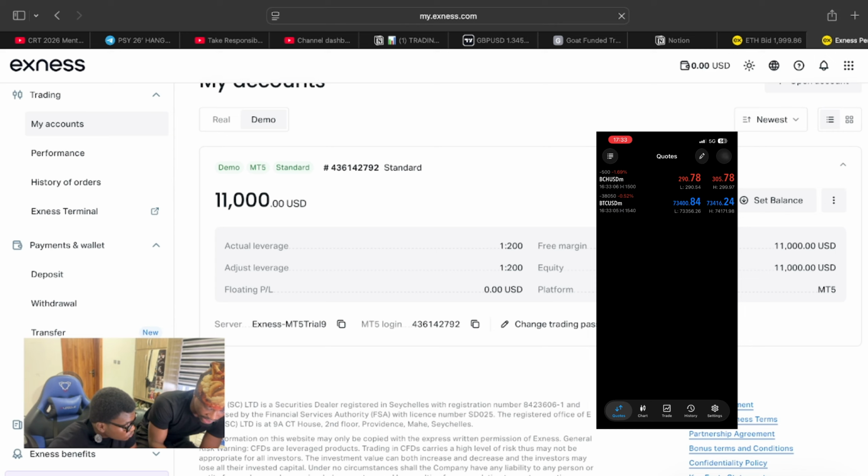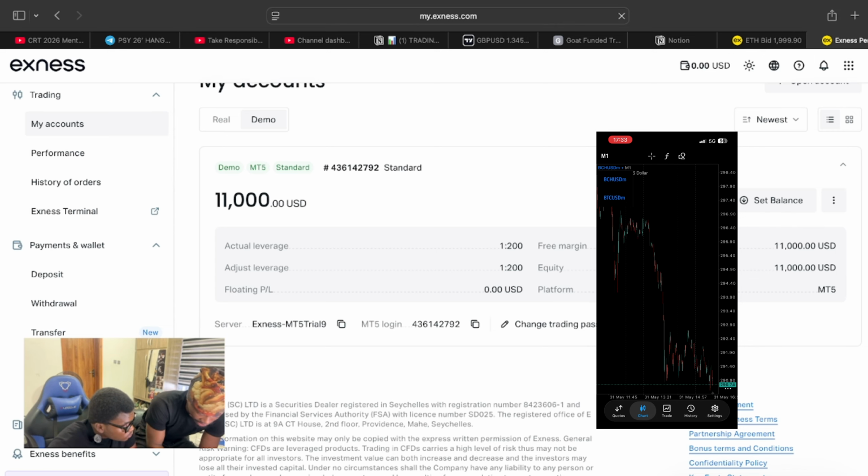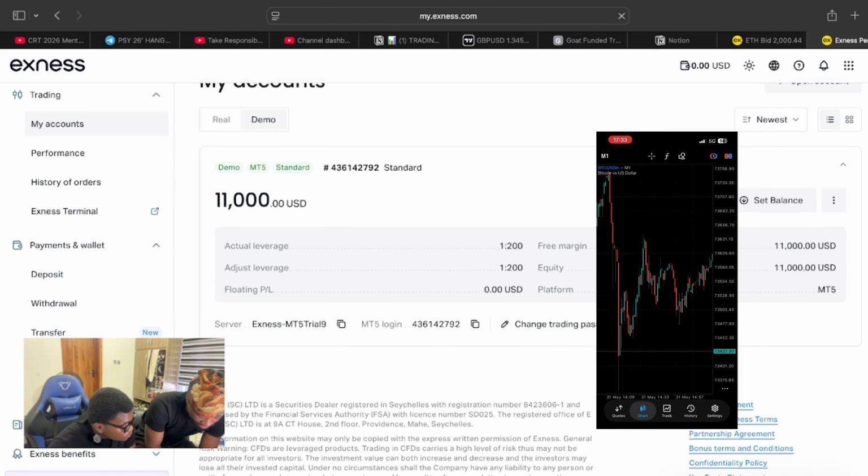So we have the BTC right here. We just have to go to chart, then click on BTC, and this is the chart.